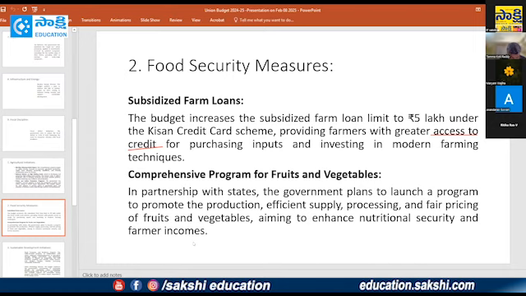A comprehensive program for fruits and vegetables was also given. In partnership with the states, the government plans to launch a program to promote the production, efficient supply, processing, and fair pricing of fruits and vegetables, aiming to enhance nutritional security and farmer incomes.